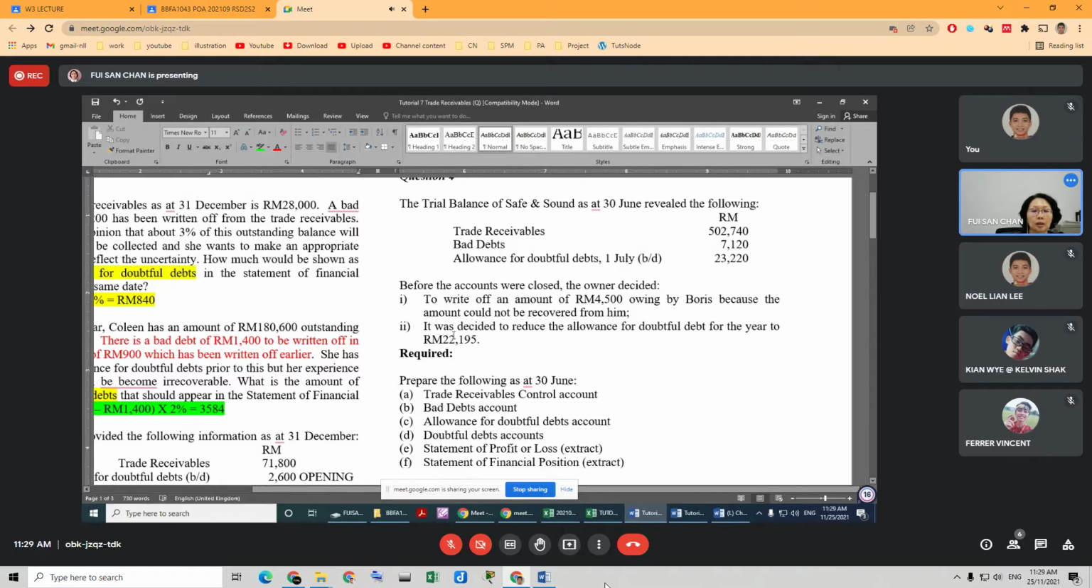Okay, number 2, it was decided to reduce the allowance for doubtful debts for the year to 22,195. Reduced to, now you see, how much is your opening? 23,220. How much is your closing? It is decided to reduce for the year, so meaning this is your closing. This is actually your closing. So tell me, is this an increase or decrease in doubtful debts? Decrease. Yes, it's a decrease.